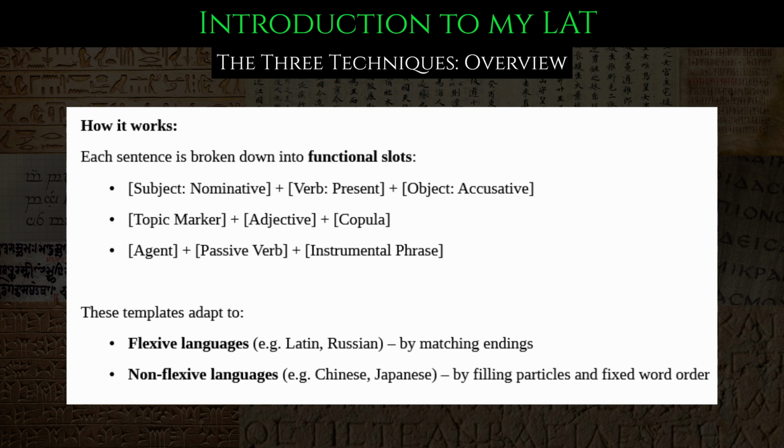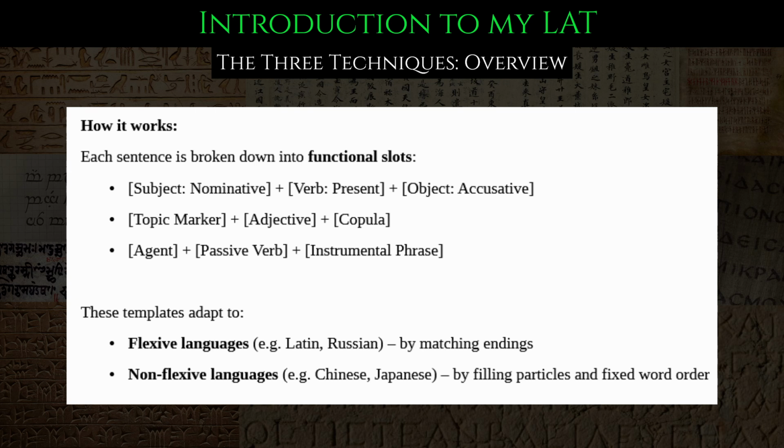And then we could also have something like a topic marker plus an adjective plus a copula, which is very often to be. Also, an agent plus a passive verb plus an instrumental phrase. Don't worry, we will get to this in a moment.